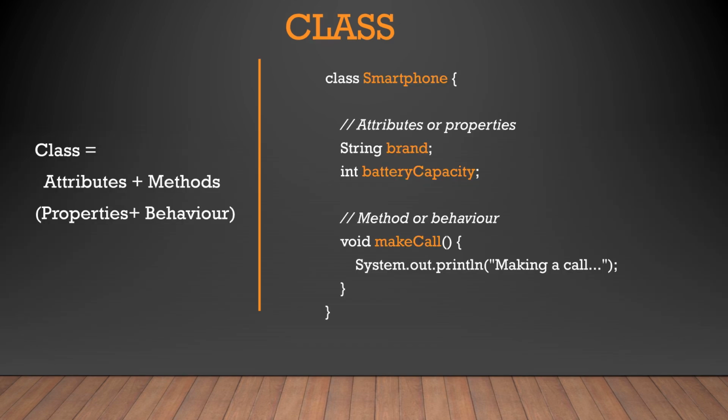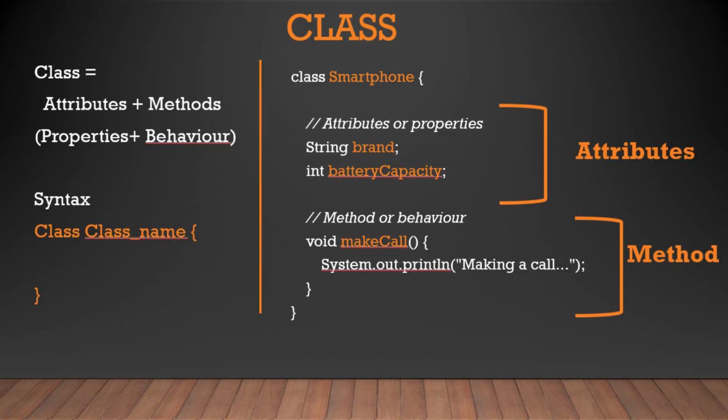Similarly, in Java, we can say a class defines the properties and behavior that an object will have. These properties are called attributes and behaviors are called methods. So in a simple way, we can say a class is a combination of attributes and methods. Here's a simple example of a class in Java. In this example, we have created a class Smartphone with attributes brand and battery capacity and with the method makeCall. Always remember, we define a class with the class keyword followed by the class name. Here these attributes and method collectively form a Smartphone class.